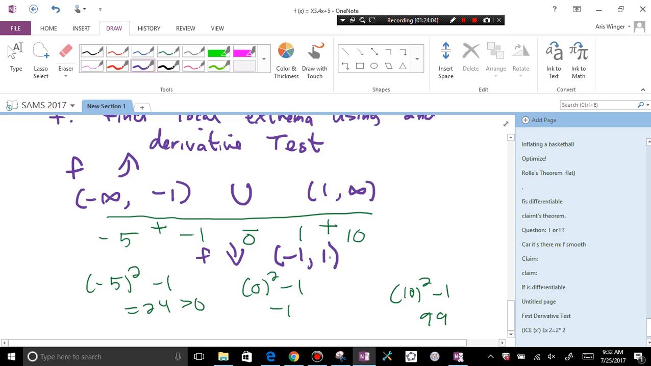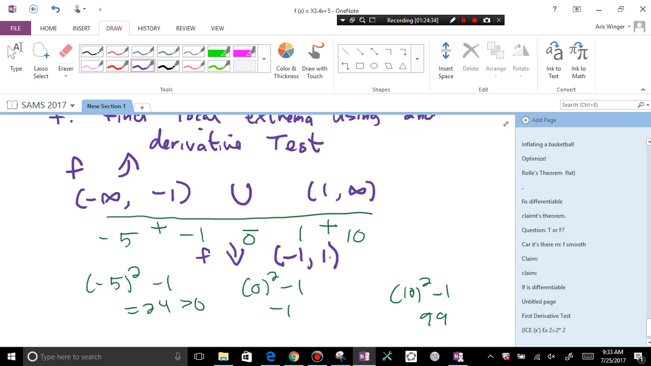From this chart alone, we'll be able to find where f has local maxes and local mins. At -1, we have a local maximum because f is increasing before -1, and then starts decreasing after -1. That is the first derivative test. f goes from decreasing before 1 to increasing after 1. That makes 1 a place where there is a local minimum.